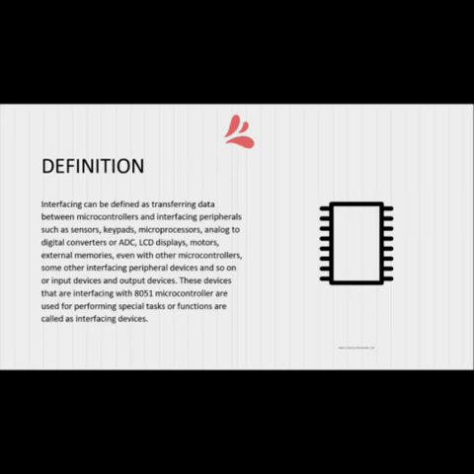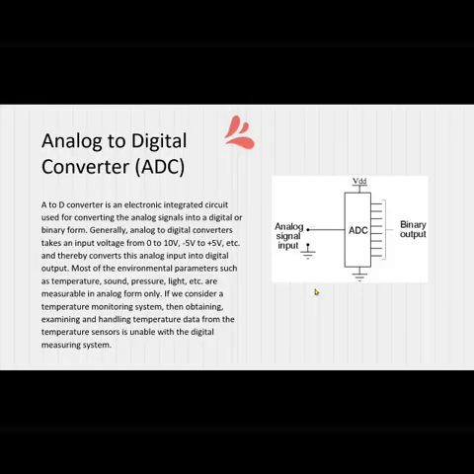These devices that are interfaced with the 8051 microcontroller and used for performing special tasks or functions are called interfacing devices. Analog to digital converter, ADC. A to D is an electronic integrated circuit used for converting analog signals into digital or binary form. Generally, analog to digital converters take an input voltage from 0 to 10 volts, or minus 5 volts to plus 5 volts, and theory converts this analog input to digital output.